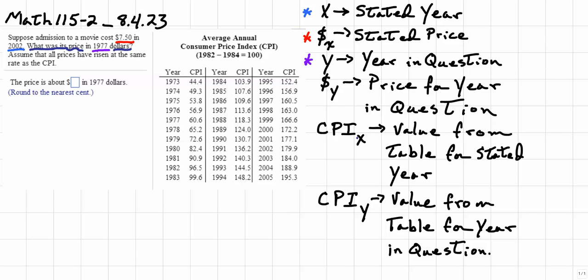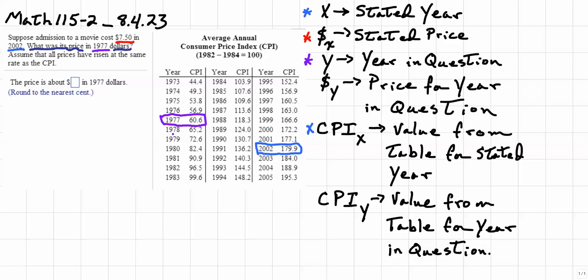The CPI sub X would be the value from the table for the stated year, which in this case for us is $7.50 in the year 2002. So the CPI sub X is going to be from 2002, and that's going to be this value right here. And then we're going to look at the CPI sub Y, which is the value from the table for the year in question, which for us was 1977. And so we will look for 1977, and we will find the CPI was 60.6.